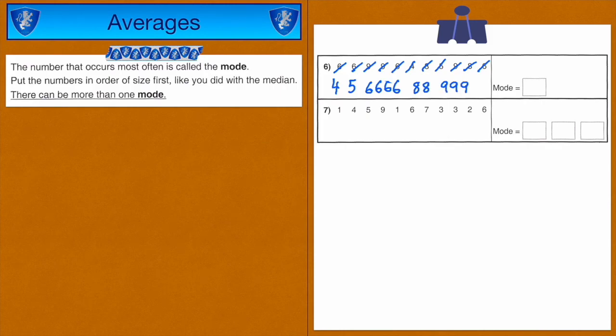Now when you do it like this, it's very obvious what you've got the most of. We've got the most of is 4 6s. So your mode is 6. Okay, so let's have a look at another one.